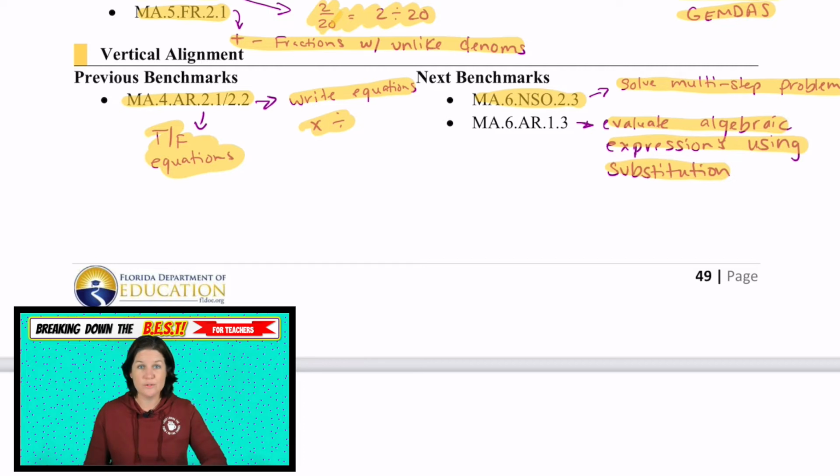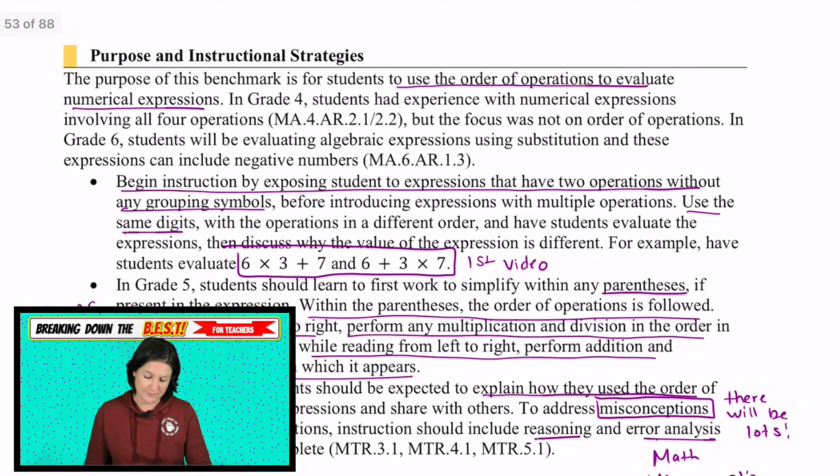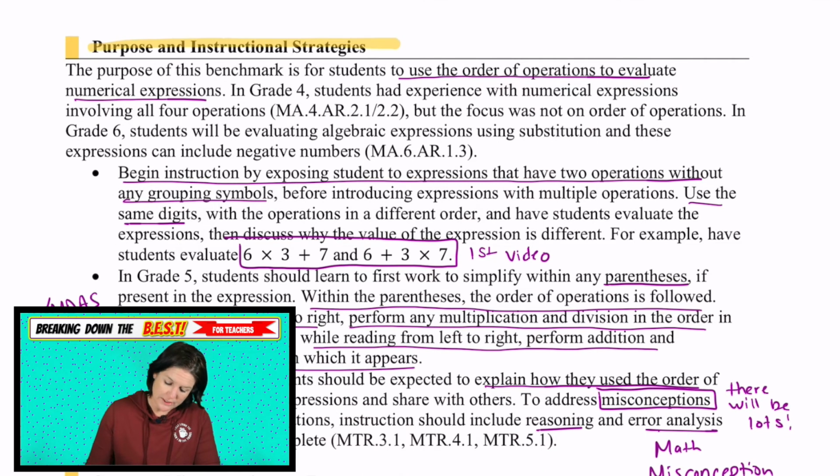So this is a huge element. The order of operations continues throughout their education. So this is the year to make sure that they've got a wonderful start to it. For the purpose and instructional strategies section, it says the purpose is to use the order of operations to evaluate numerical expressions. Here it says begin instruction by exposing students to expressions that have 2 operations without any grouping symbols.